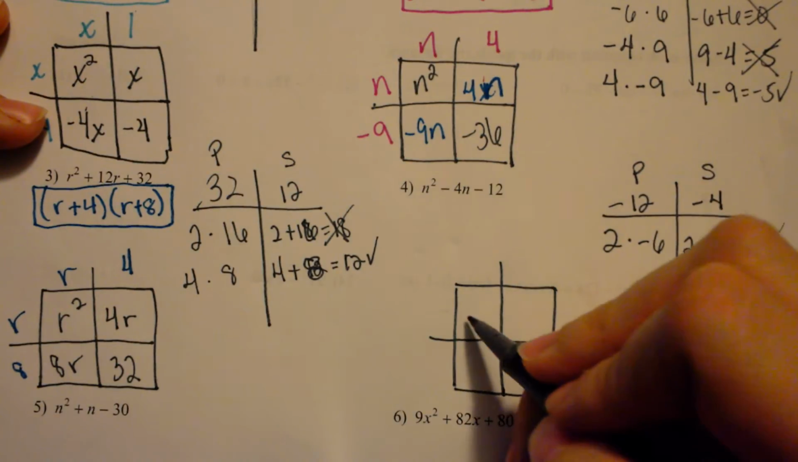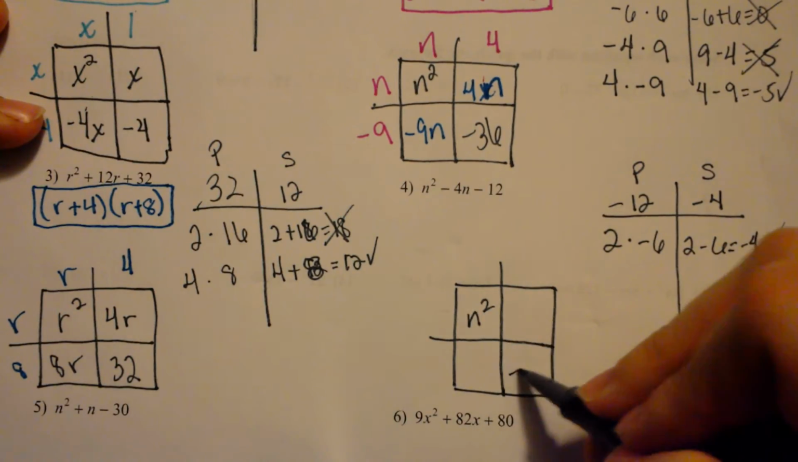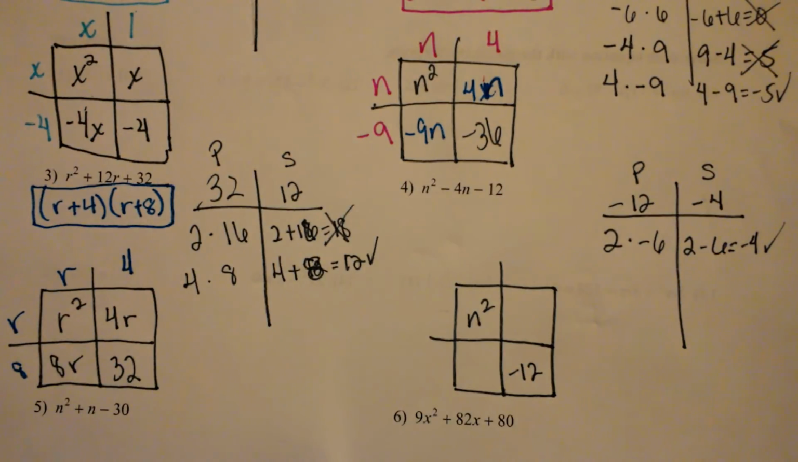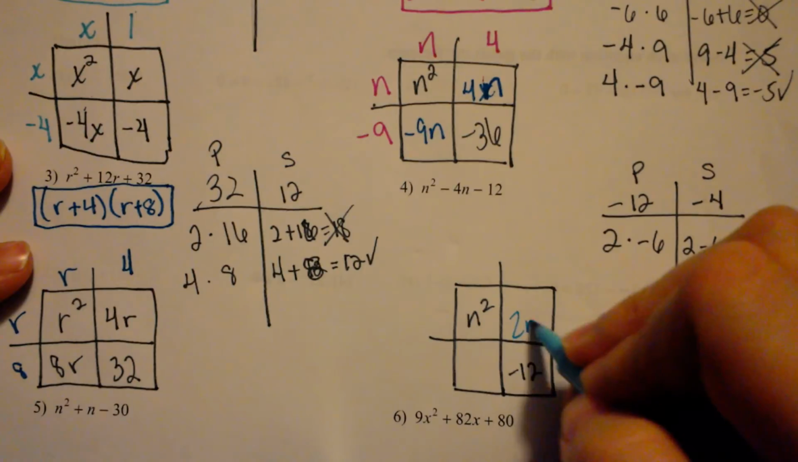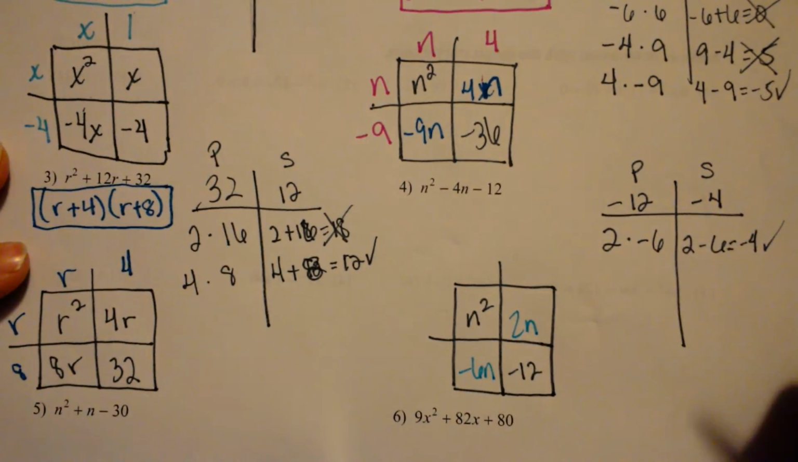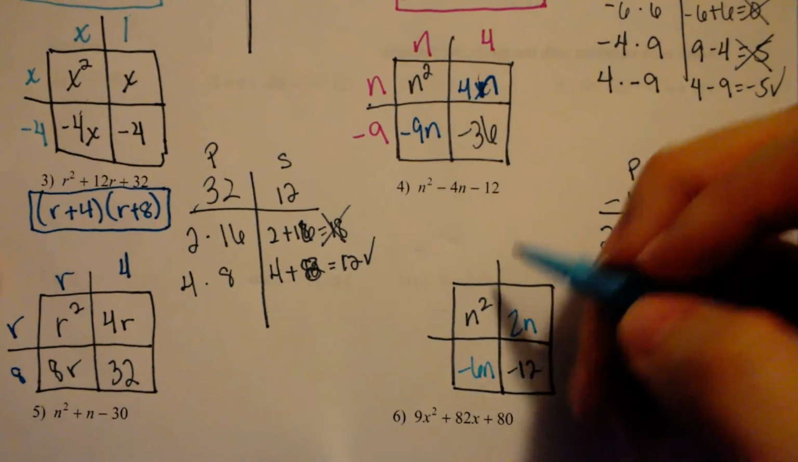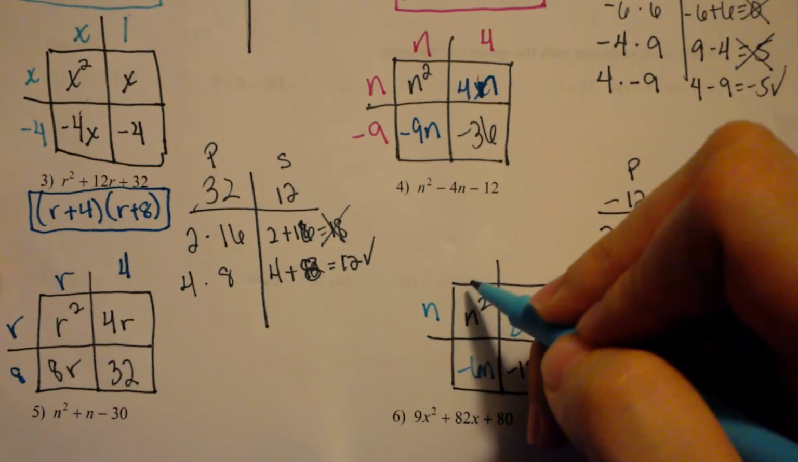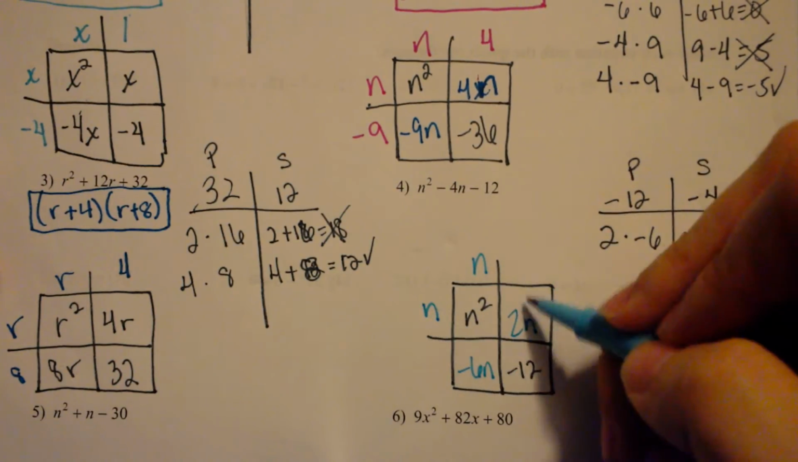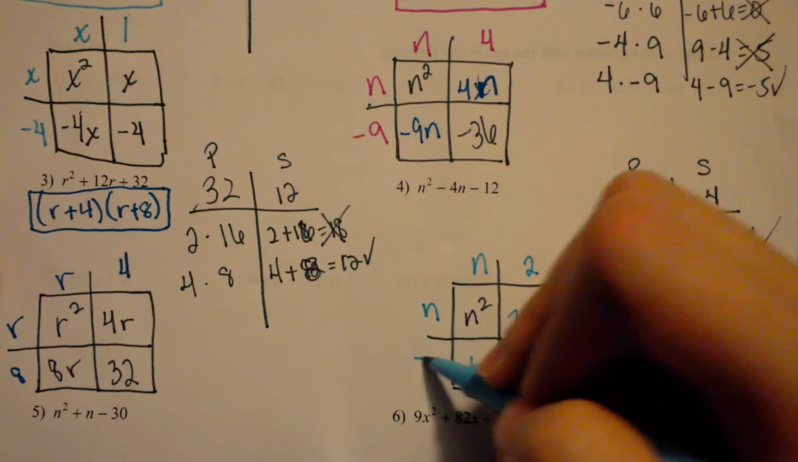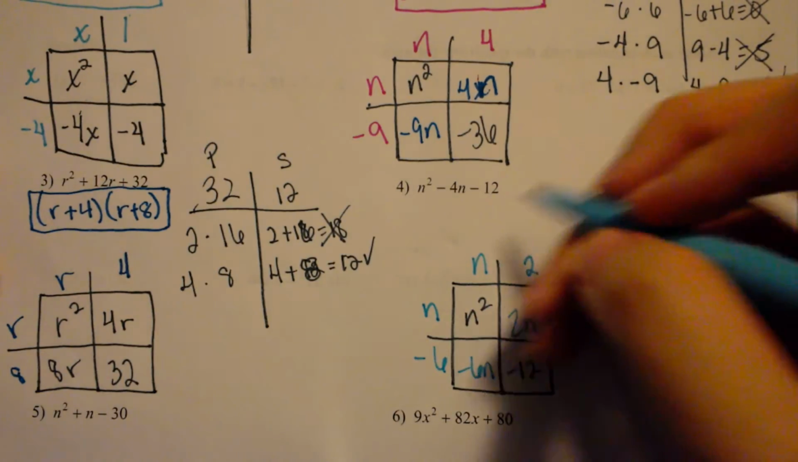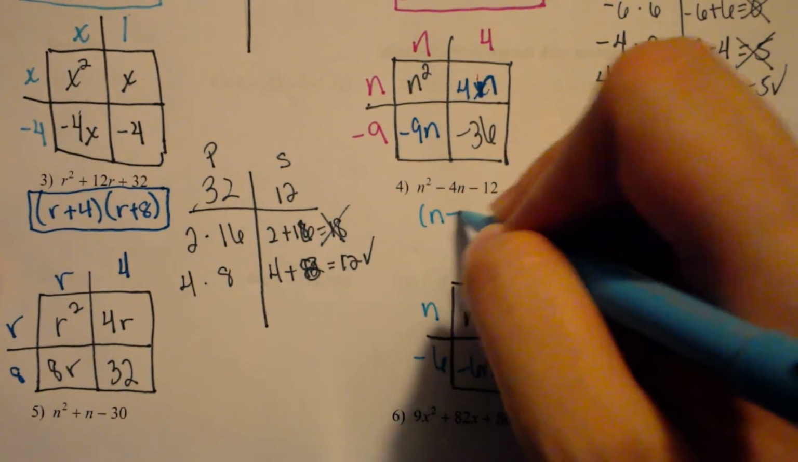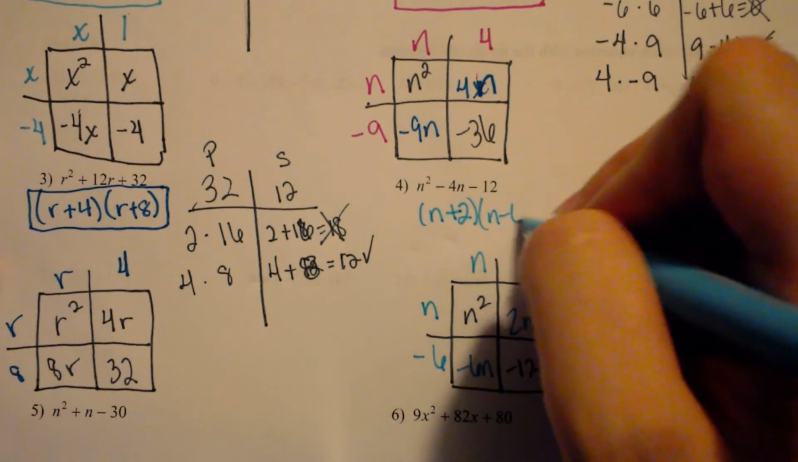So I'm going to put n squared, negative 12. Then I put 2n and negative 6n. Those have an n in common. These have an n in common. Those have a 2 in common. And those have a negative 6 in common. So n plus 2, n minus 6.